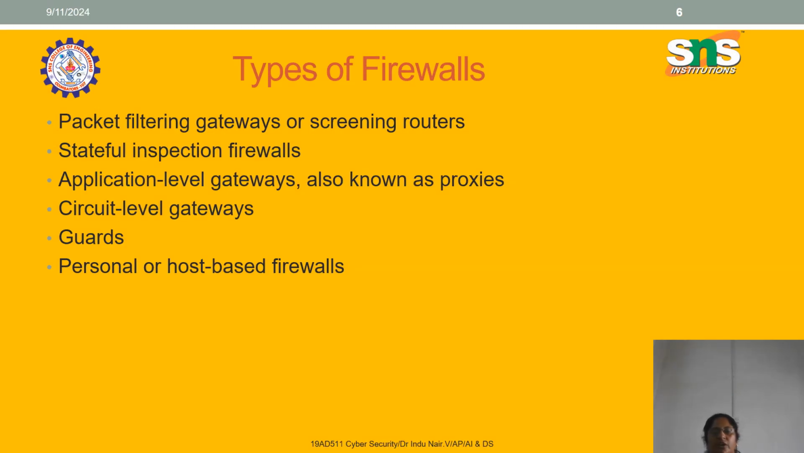Next we are moving on to the types of firewalls. The firewalls can be of the following types. We have the packet filtering gateway or screening routers. We have stateful inspection firewalls, application level gateways also known as proxies, circuit level gateways, guards, and personal or host based firewalls. We will be discussing in detail about these firewalls in the next section.